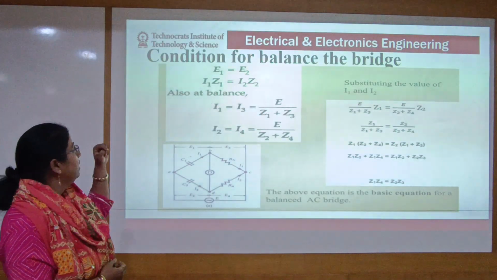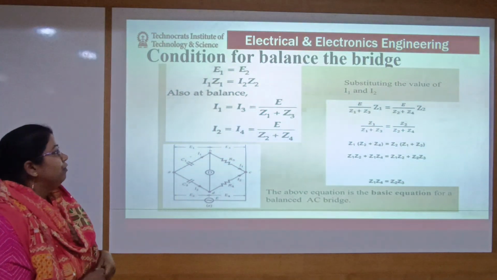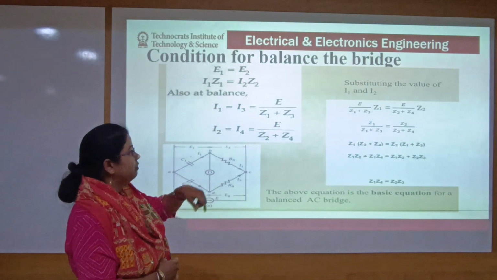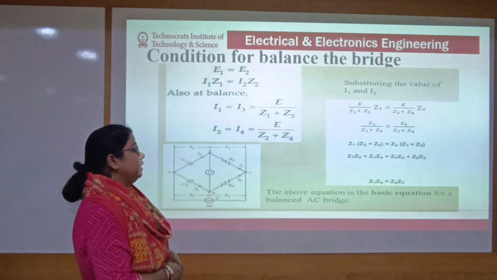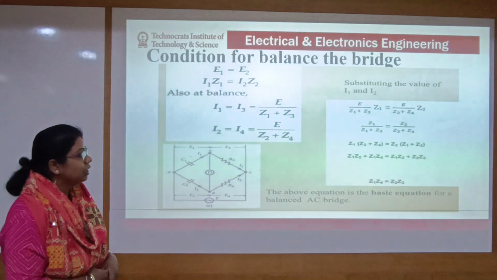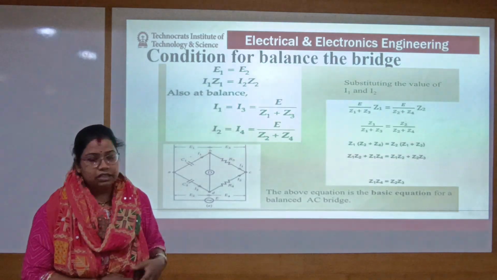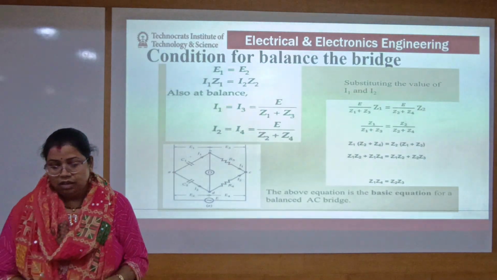Substituting these values into the equation I1 Z1 equals I2 Z2 and simplifying, we get Z1 Z4 equals Z2 Z3, which is the basic balancing condition for any bridge.